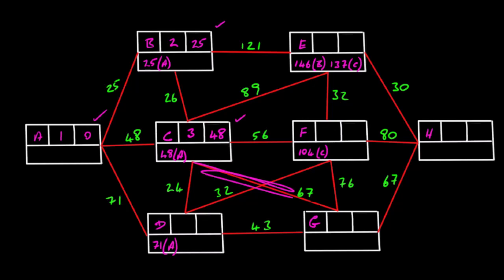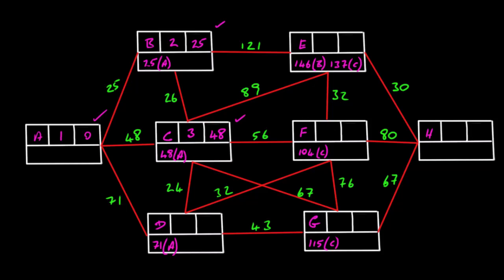We can come down along this way. So we have 48 plus 67, which is 115. So we put 115 here. Again, that came from C. And finally, we can come down along this direction here. We've got 48 plus 24. This is our 48, and we've got 24 here, our 48 plus 24, which is 72. Now 72 is bigger than 71, so again, I'm not going to include that here.